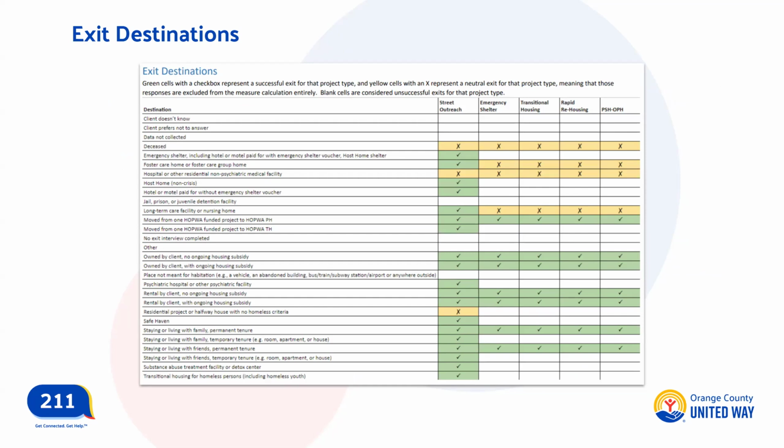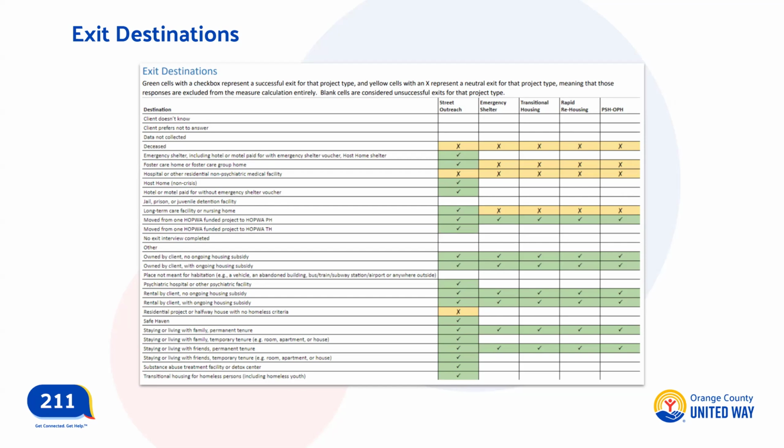At the end of our overview document, you'll see a list of exit destinations, and it gives you a table so that you can determine if the client exited to a successful or unsuccessful outcome. And you'll see at the top that it's broken down by each project type as well. As mentioned, street outreach is the project type where most exit destinations would be successful. So any movement into shelter is going to be a positive outcome for street outreach. And you'll see that in green.